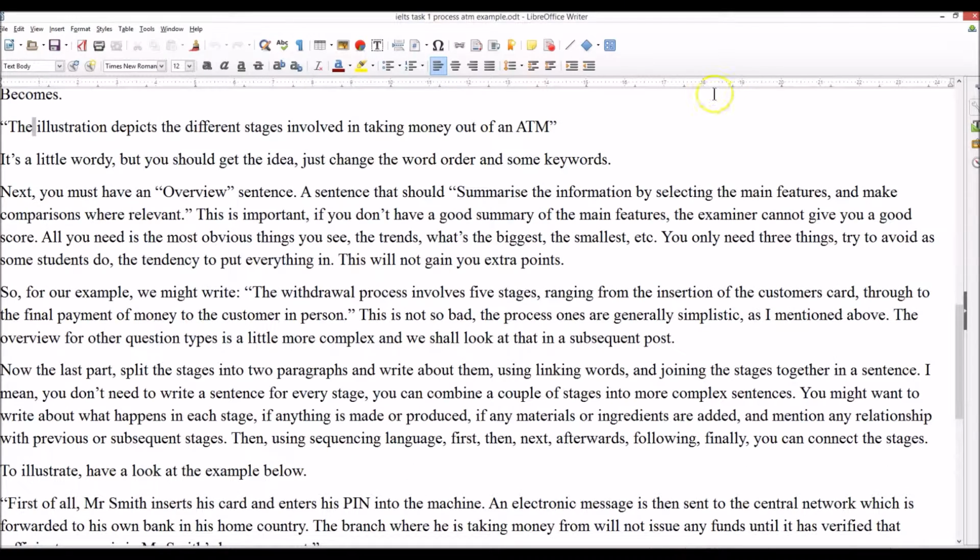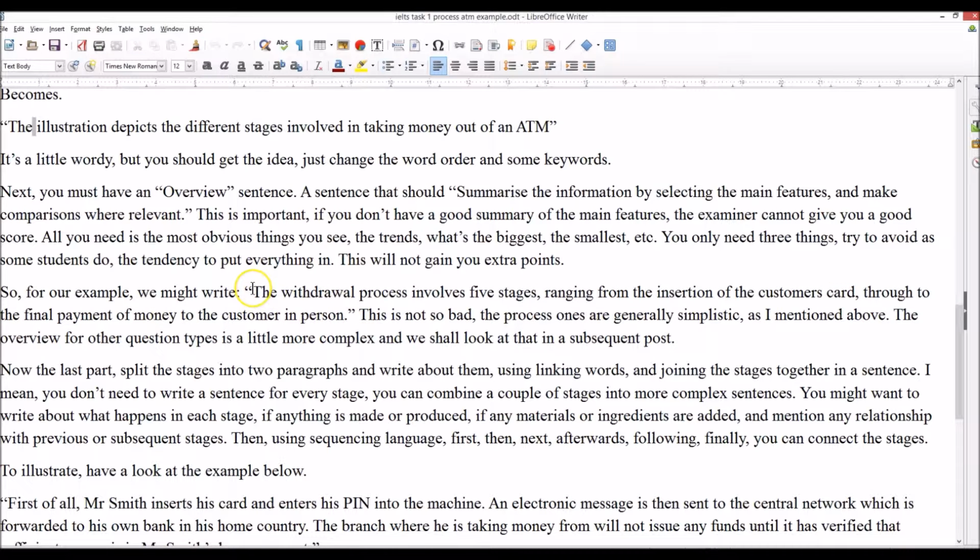Now, the overview. We have to summarize the main features. Again, this is one of the things that people don't do, and it costs them in terms of marks. So we have to have an overview. So for ours, we might say something like, the withdrawal process involves 5 stages, ranging from the insertion of a customer's card through to the final payment of money to the customer in person.